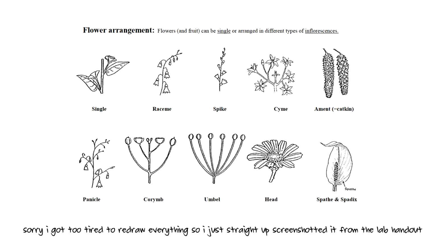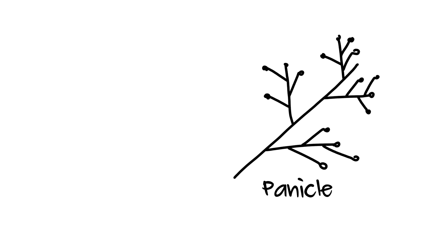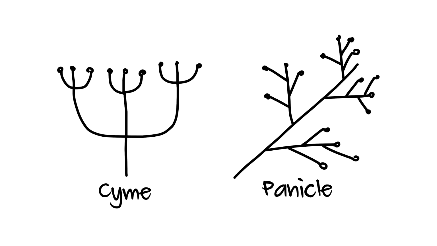Flowers can be single or arranged in a bunch of different ways called inflorescences. Out of all of these, two are those that are most often confused with one another: the panicle and the cyme. The biggest difference is that cymes are usually found in opposite leaves, and can only come in groups of 3, while panicles can come in groups of any number.